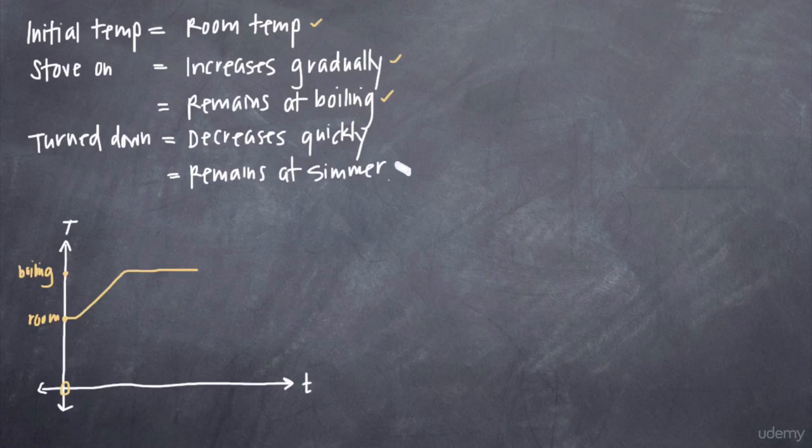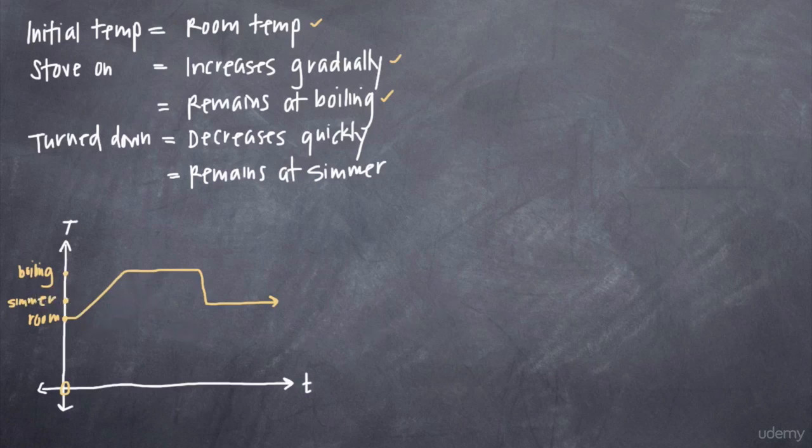At some point the stove gets turned down, at which point the temperature decreases quickly and remains at a simmer. A simmer would be slightly above room temperature, so we can show the temperature decreasing quickly and then remaining at a simmer. We can plateau at a simmer here, and the temperature remains at a simmer until the water is dumped out, you could say. So we'll call this temperature here a simmer.